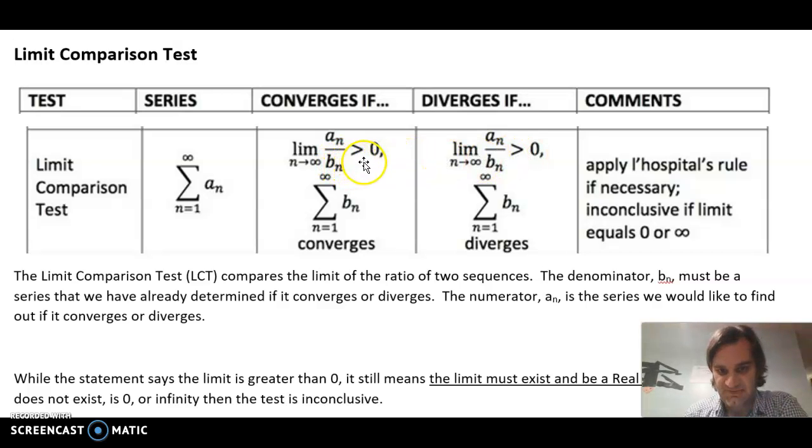Because if the limit is 0, we don't know if the top is getting small or if the bottom is getting big. We don't know really what the difference between the two is if we get 0. So just try and think about that. So it must give you a number back for this to have any type of conclusion, and you have to pick something that you already know if it converges or diverges. So if you're trying to figure out what A does and you have no way to figure out what B does, it doesn't prove a thing. Well, we'll tell you they do the same thing, but that doesn't help.